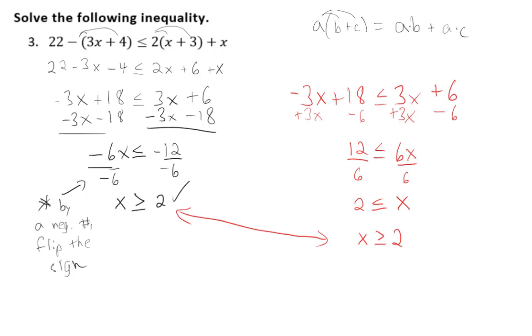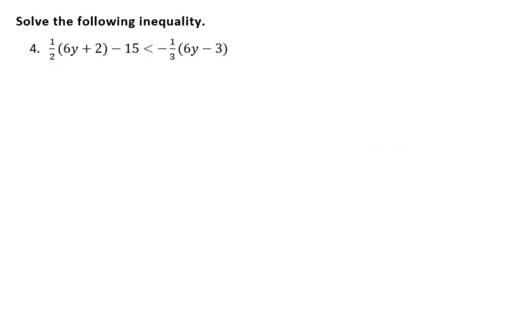Because I didn't multiply or divide by a negative number, but I still, when I had to flip the x to the left or right side, that's when I changed my inequality sign. So if you multiply or divide by a negative number, what I showed here, you've got to flip that inequality sign. All right, let's look at another example.